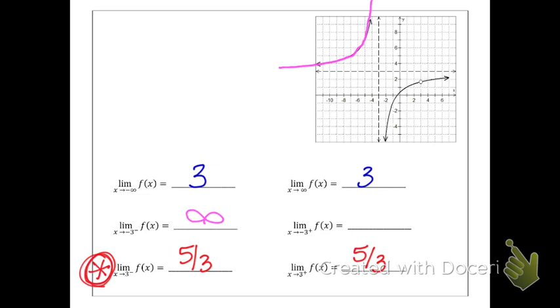And then as I approach -3 from the right, so here, even though I have to jump over that hole, I'm still going towards -3 from the right. My y's are going down, and they're going to go down to negative infinity.